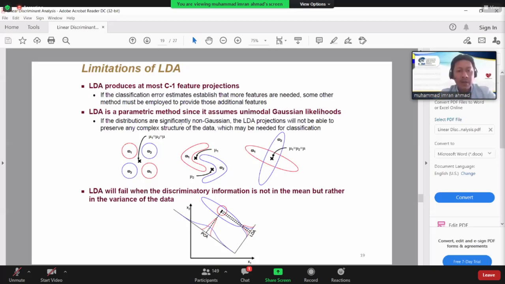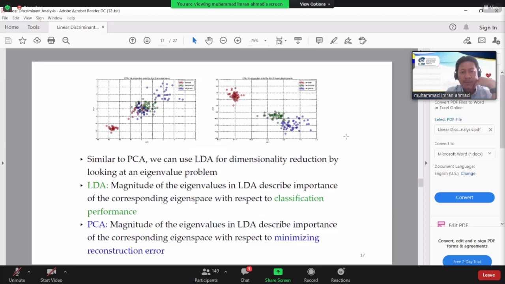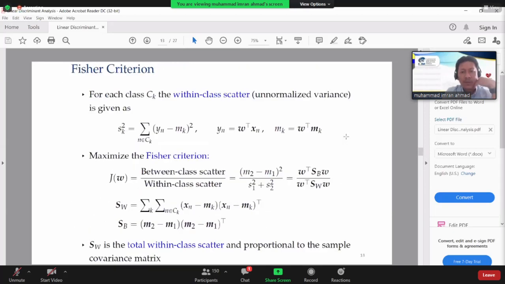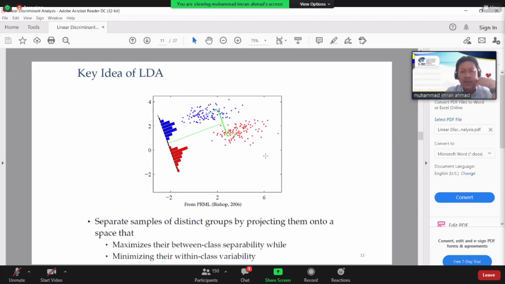LDA is a parametric method since it assumes a unimodal Gaussian likelihood. In the PCA that we used just now, we assume that our original data distribution is a unimodal Gaussian. In the LDA that we use here, we assume that our data falls under a Gaussian distribution, like this, very nice Gaussian. One ellipse here, one ellipse here.